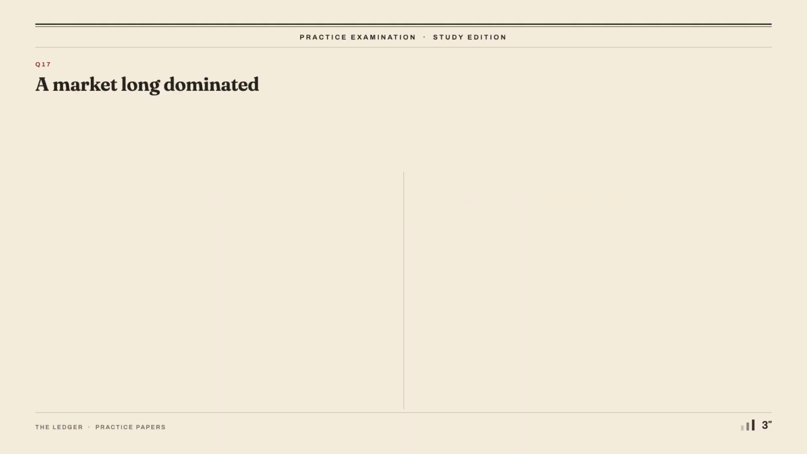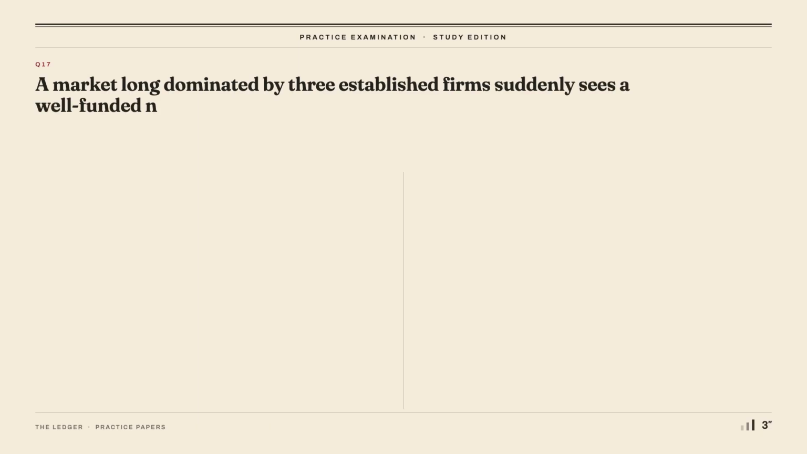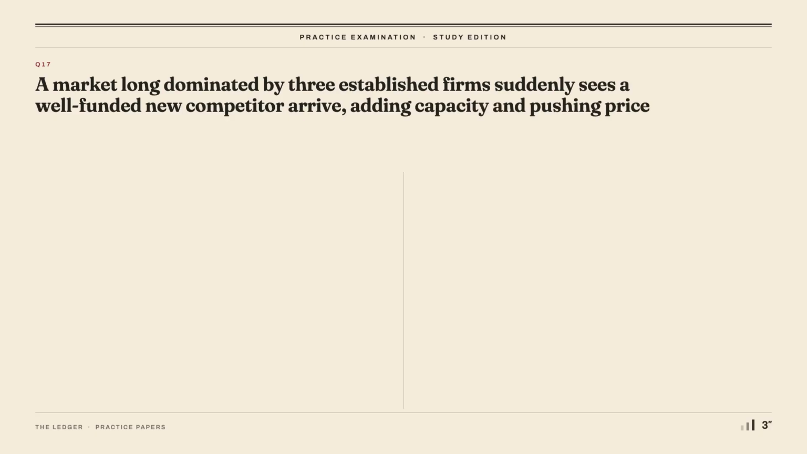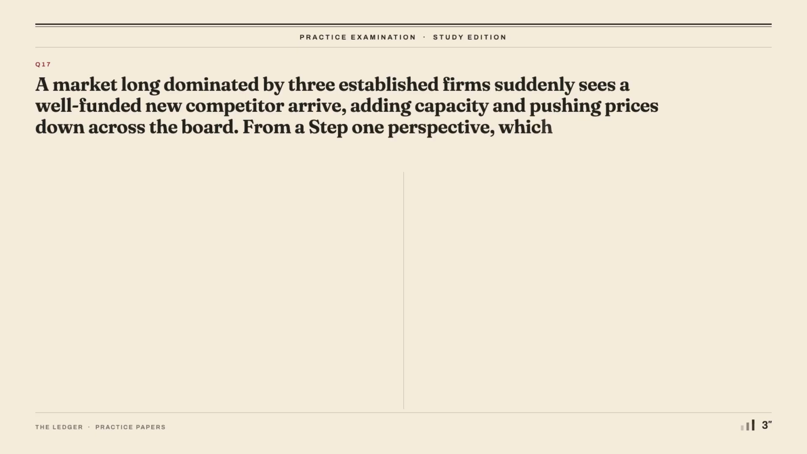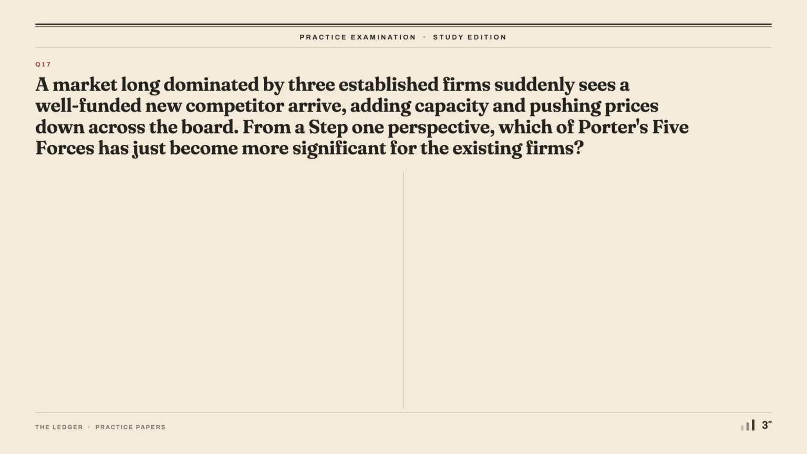Question 17. A market long dominated by 3 established firms suddenly sees a well-funded new competitor arrive, adding capacity and pushing prices down across the board. From a step 1 perspective, which of Porter's 5 forces has just become more significant for the existing firms?